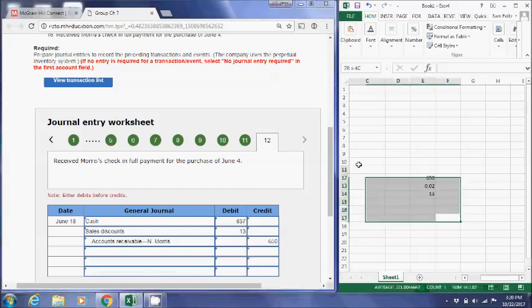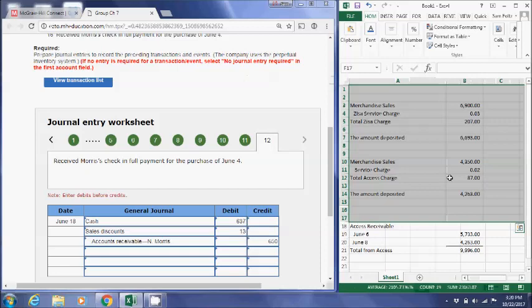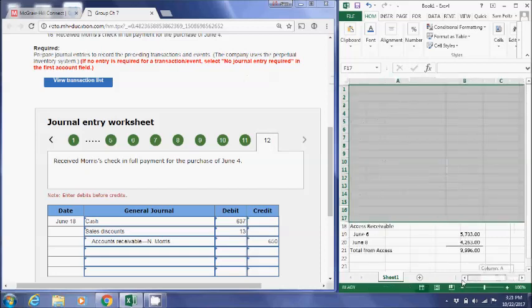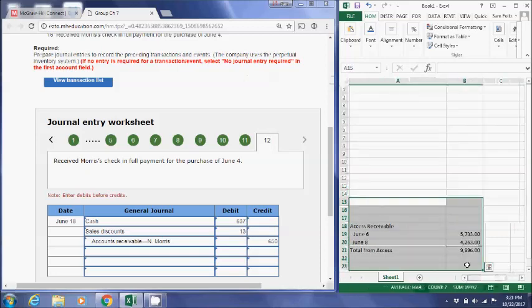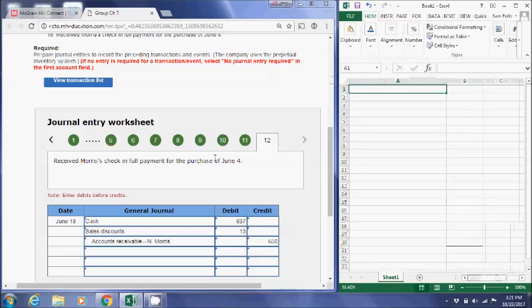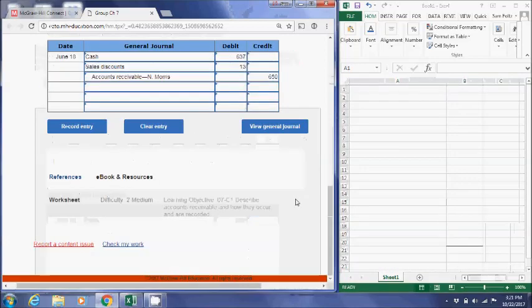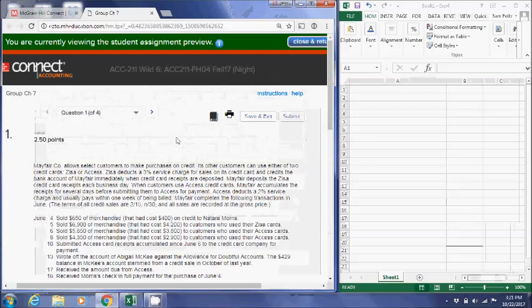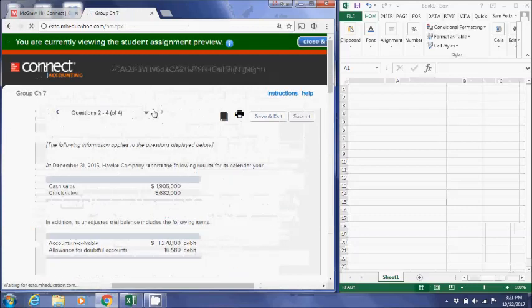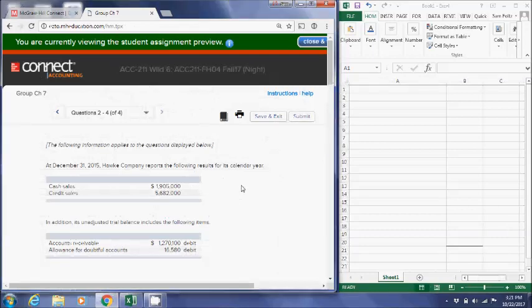Okay, so I'm going to go ahead and clear out our worksheet over here so that we can use it as we move along. That should complete the first part of the assignment. So I'm going to go over to questions 2 through 4, and we're going to deal with some bad debt expense. More particularly, we're going to be dealing with an allowance for doubtful accounts.